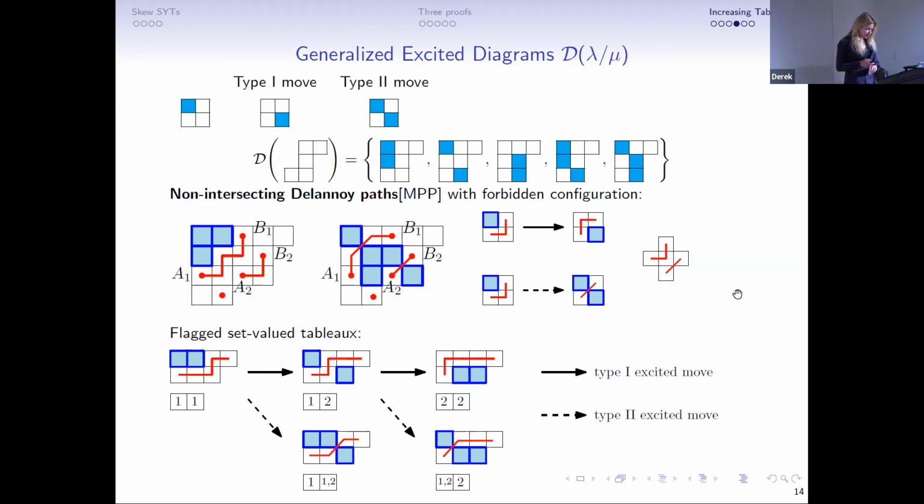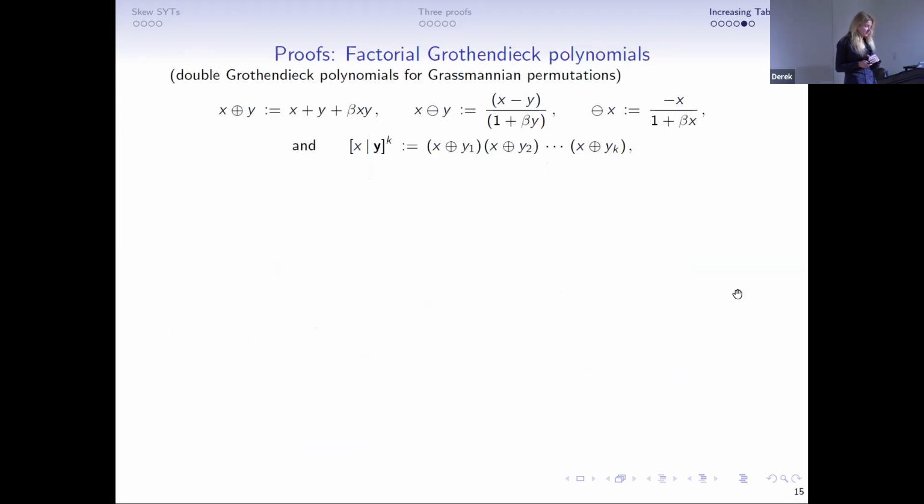And since I'm out of time, I will just show you how the proofs go. Unfortunately, this time I cannot show you a nice combinatorial proof. The proofs come from putting together various things coming from the K-theory, which are embodied in the double Grothendieck polynomials for Grassmannian permutations. So double Grothendieck polynomials replace our factorial Schur functions in the previous proof, and so here is what we have.